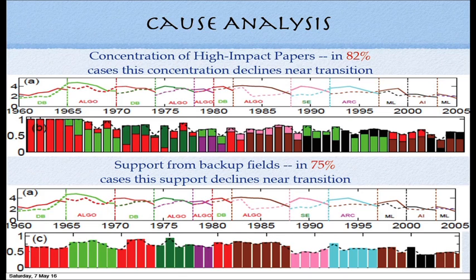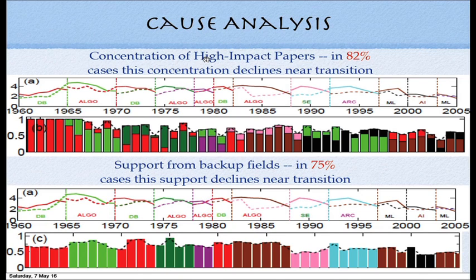Now the next immediate question is, why do we see such a property? Why do certain fields have a high authority value compared to other fields? Can there be some systematic analysis of the ground reasons for a particular field to have a high authority score? For that we study two properties. One is the property of the high impact papers, and the other is the support from the backup fields. I will define each of them one by one.